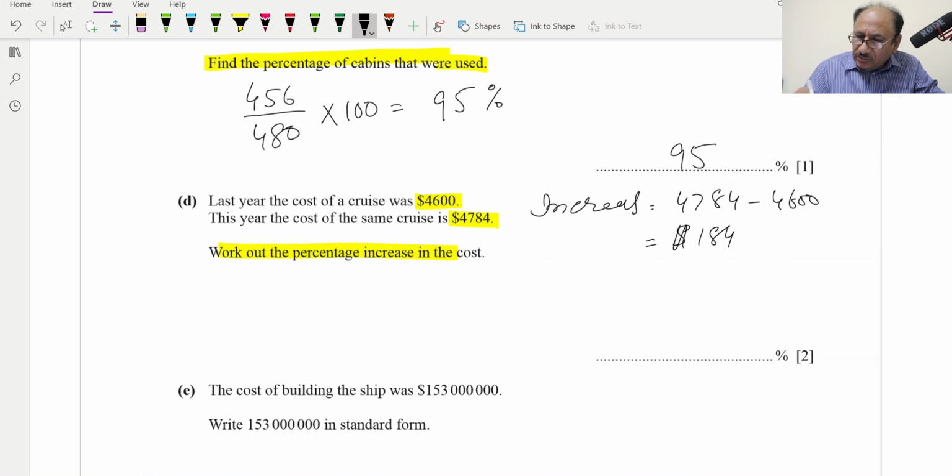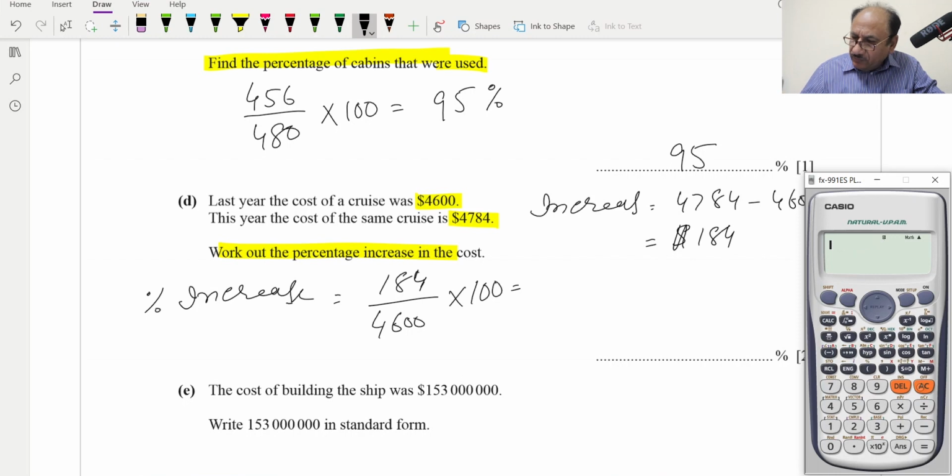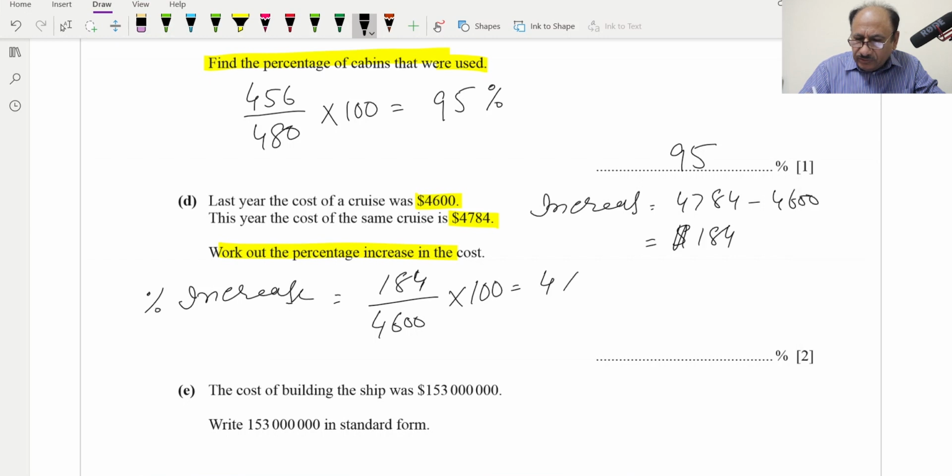So the increase is 184. Now we can calculate the percentage increase. To calculate it, we check 184, the increase, against $4600, and this will be multiplied by 100. So we write 184 over 4600, multiplied by 100 to get the percentage, and this is 4%. So our answer will be 4%. The symbol is already there, and it's a 2-mark question.